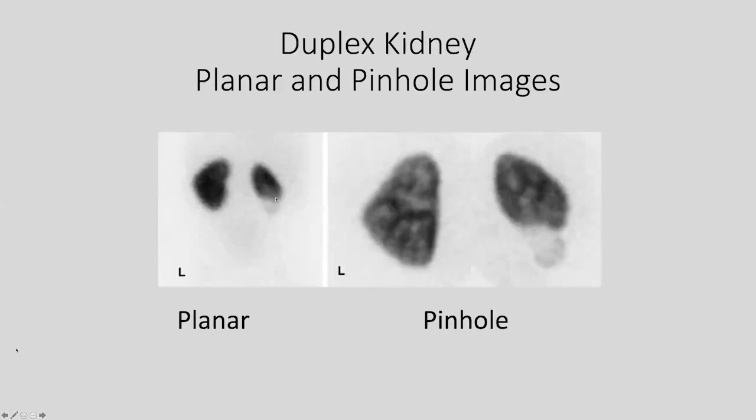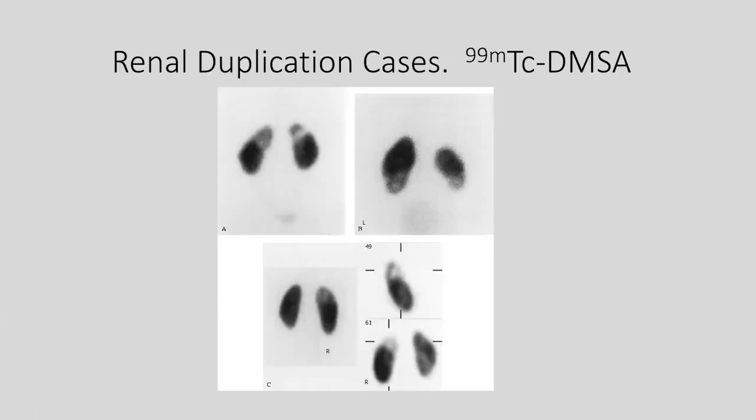Here, again, an example of planar imaging with duplication of the right upper pole. And when you use pinhole scintigraphy, you can see the details much more clearly. Not only the difference between the upper and the lower pole, but also internally, you can see the folds of the cortex, which, if you look at high resolution images, is something you would expect, especially in the very young.